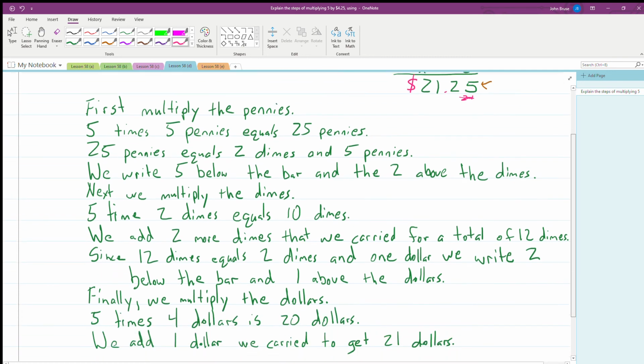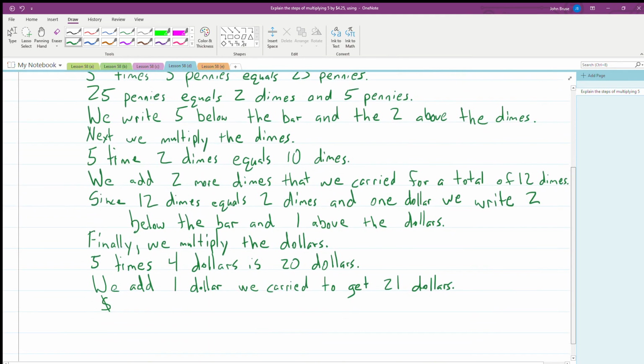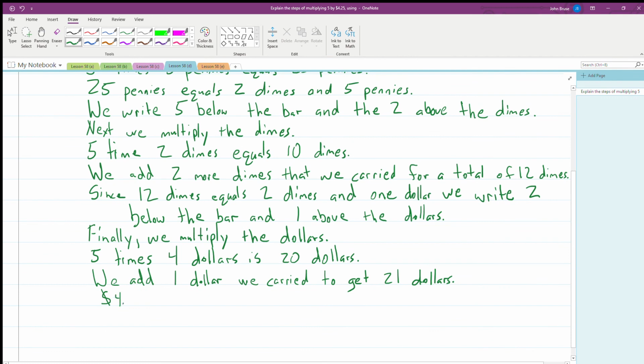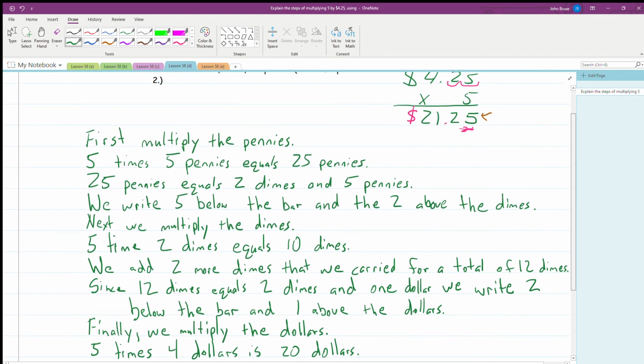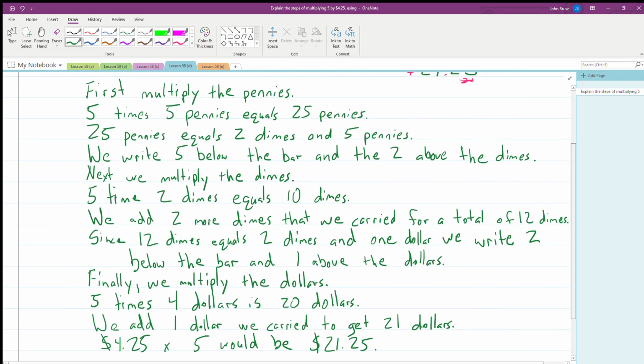So on the example 2, it finishes up by writing 3 tickets would cost $11.25. So we're just going to write $4. Let's go back and check our problem. $4.25 times 5. $4.25 times 5 would be, because this isn't a word problem like the example was, we're just going to write the answer, would be $21.25. $21.25. And that is how you explain.